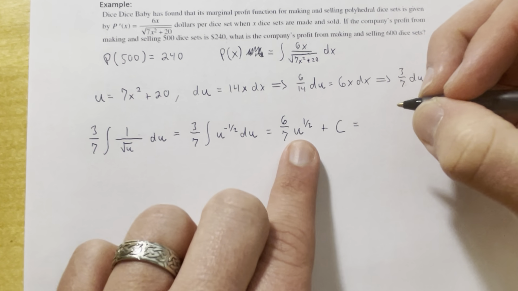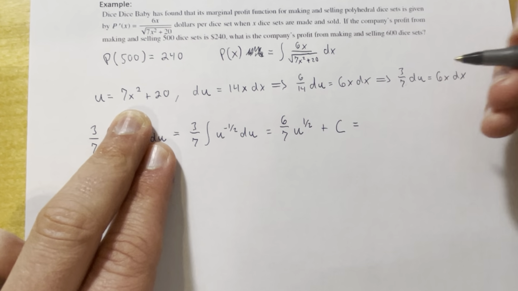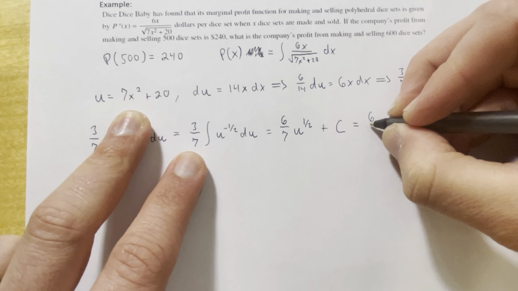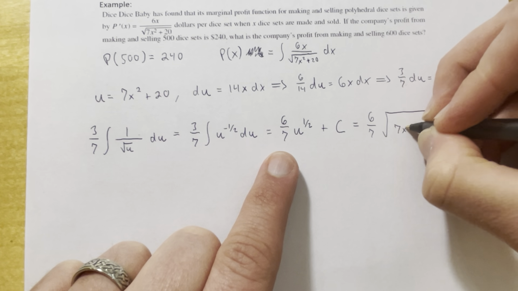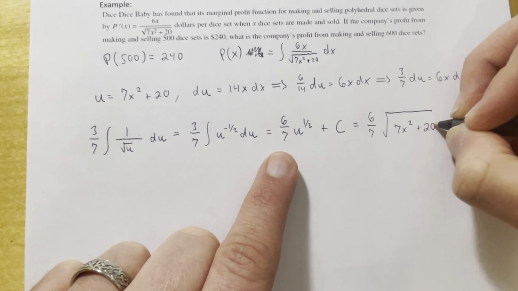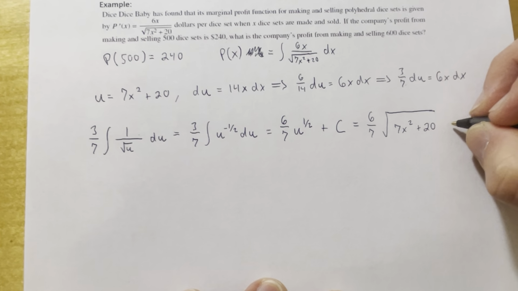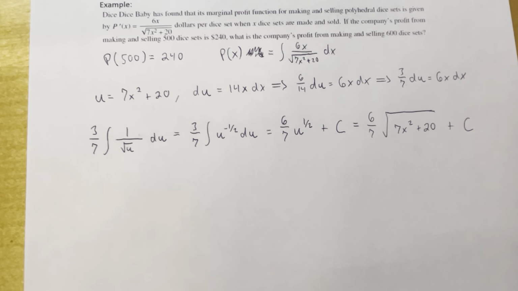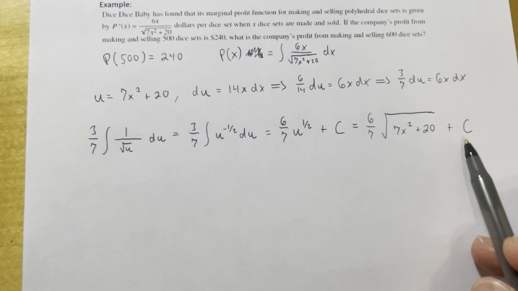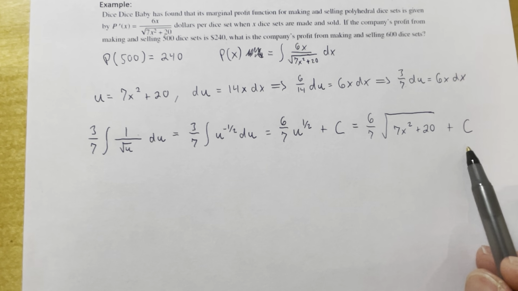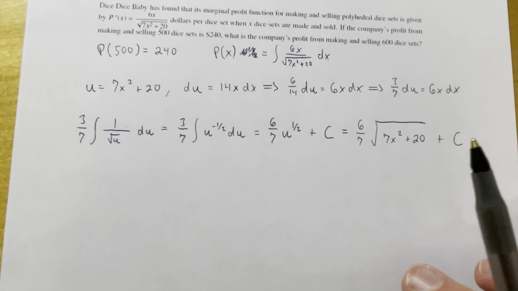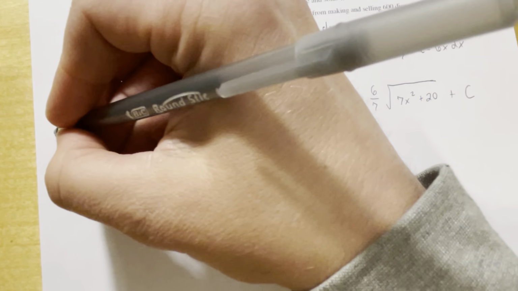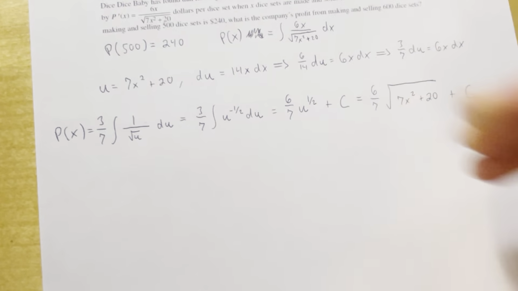Finally, replace the u by the function we defined it to be equal to. So that would be 6/7 times the square root of 7x squared plus 20. And then I have this plus c, right? And as before, that plus c is the thing that I want to solve for, because if I can solve for that, then I have my exact profit function. I have p of x. In fact, what I could do is over here, I could say p of x is equal to this, right?